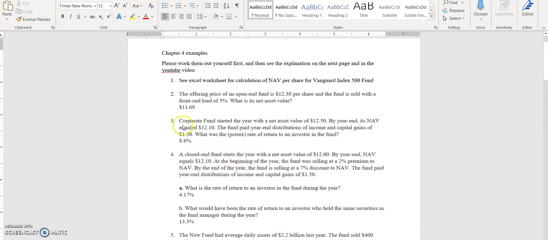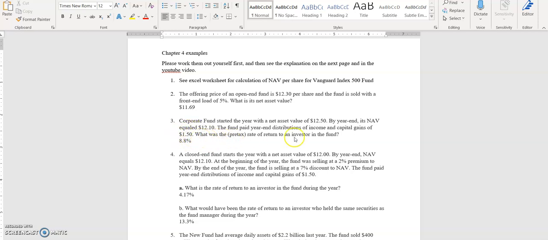So now let's go ahead and look at problem number 3. So you have a fund which starts off the year with a NAV of $12.50, and by the end of the year, the NAV has come down a little bit, $12.10. Now it is paying some distribution, so you can think of it as an income return or a capital gain dividends. So these are all examples of different types of cash flow that the mutual funds will pay off. You can see them on the group project that you're doing. Okay, and the total distributions is $1.50.